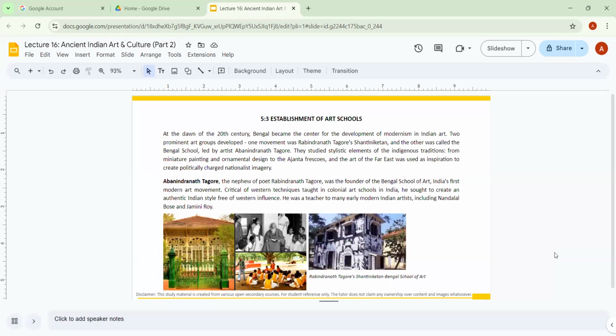Establishment of art schools in India. Abanindranath Tagore, the nephew of poet Rabindranath Tagore, was a founder of the Bengal School of Art, India's first modern art movement. He was a teacher to many early modern Indian artists, including Nandalal Bose and Jamini Roy.